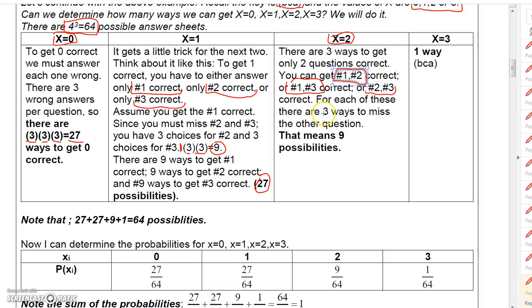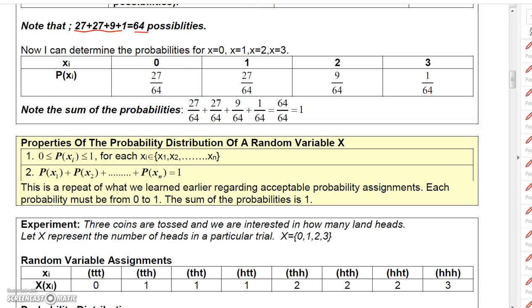So that means that there's 3 ways to do this, there's 3 ways to do this, and there's 3 ways to do that. So there's 9 ways that you can get only 2 correct. And then finally, there's only 1 way to get all 3 correct. So now, what's interesting is if you add these numbers, 27 plus 27 plus 9 plus 1, it adds up to the 64 possibilities.